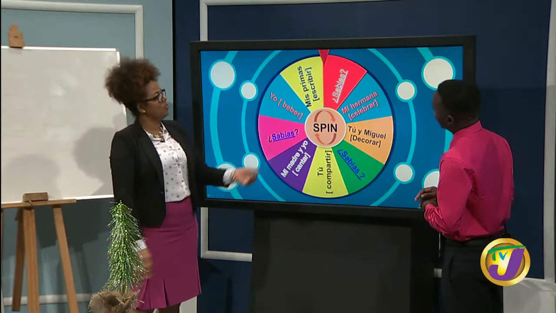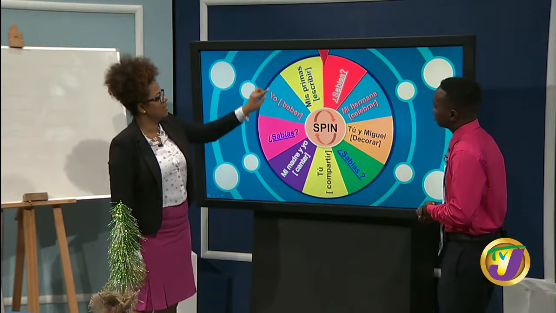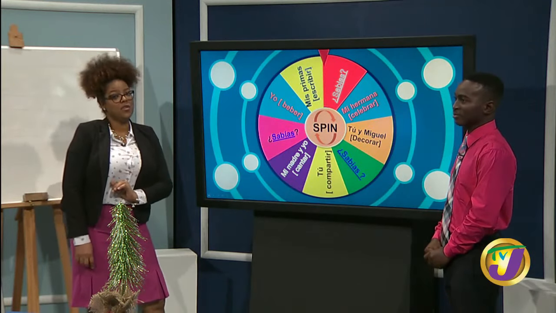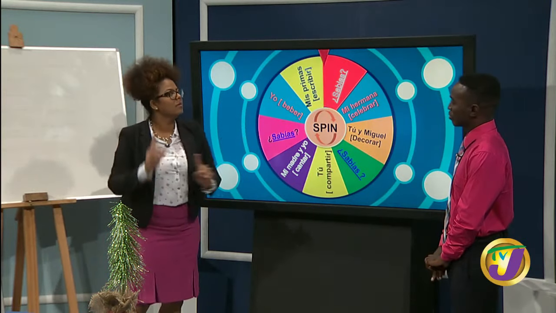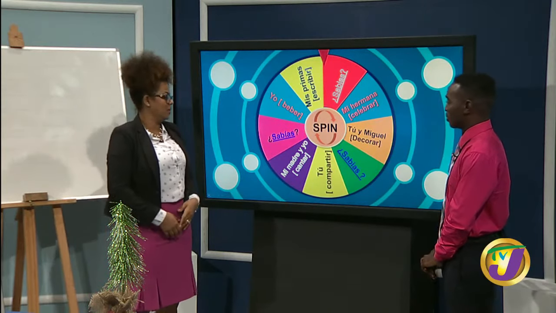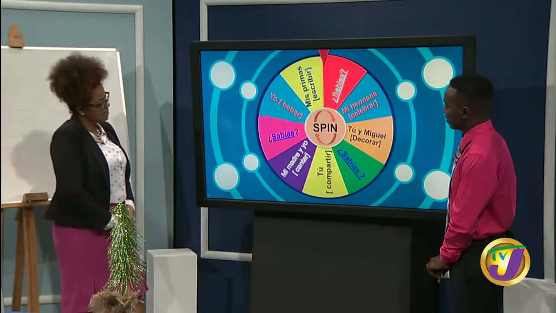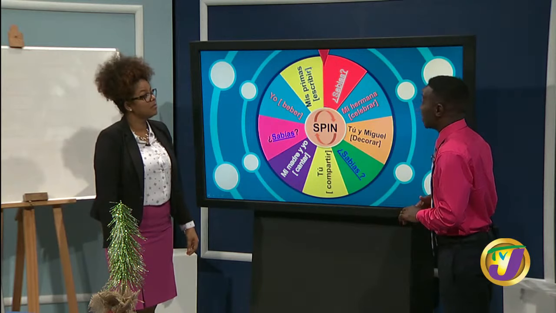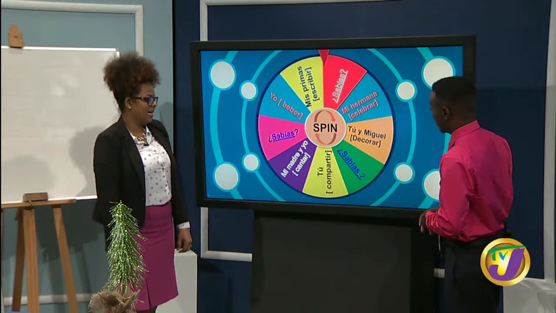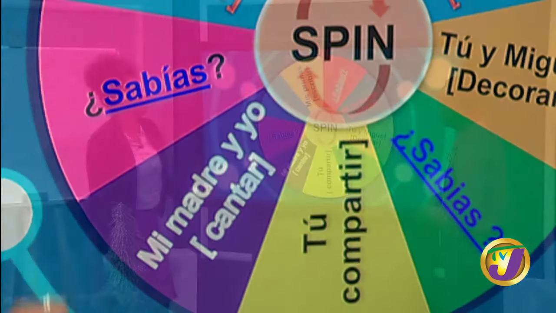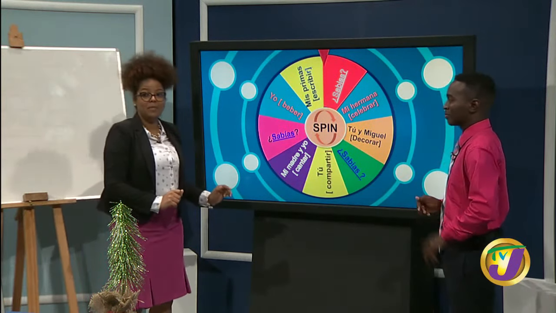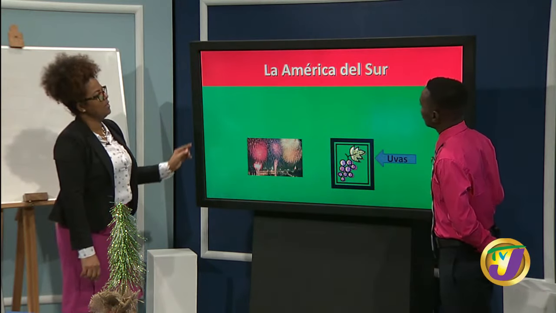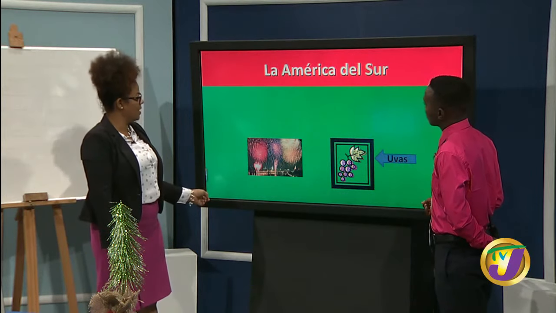Right. Okay. Suppose that I spin la ruleta and stop on yo beber, right? Yo beber. So, using the future tense, you will say, yo beberé sorrel. Muy bien. Yo beberé sorrel. All right. Another one, Kevon. On this one, mi madre y yo could be mi madre y yo cantaremos villancicos en la iglesia. Right. Muy bien. Cantaremos. All right. Suppose we get that one. Mis primas escribir. So, mis primas escribirán las cartas, right? Bueno. So now, suppose we spin and it comes to sabías. So sabías? Uh-huh. Right.